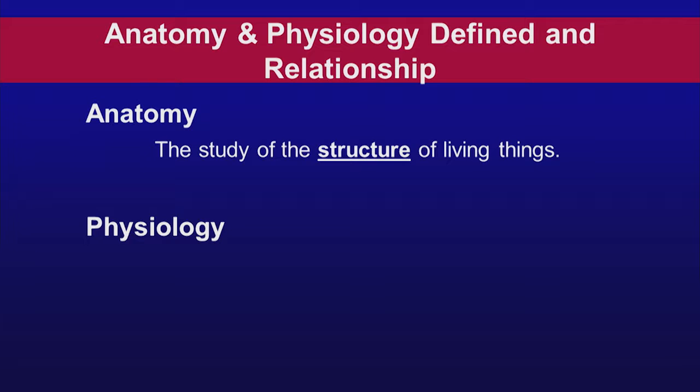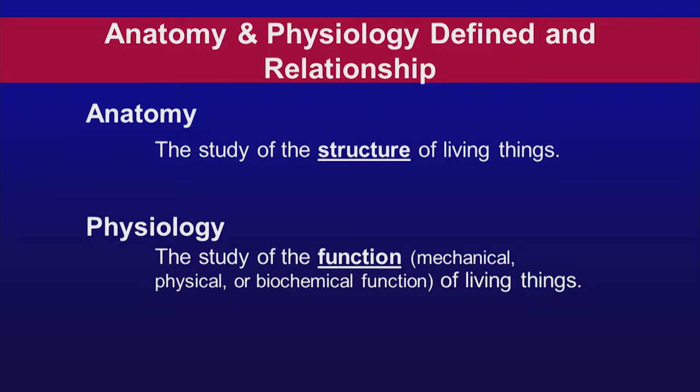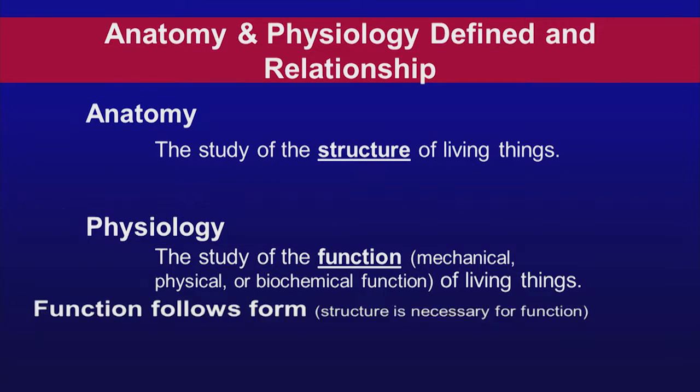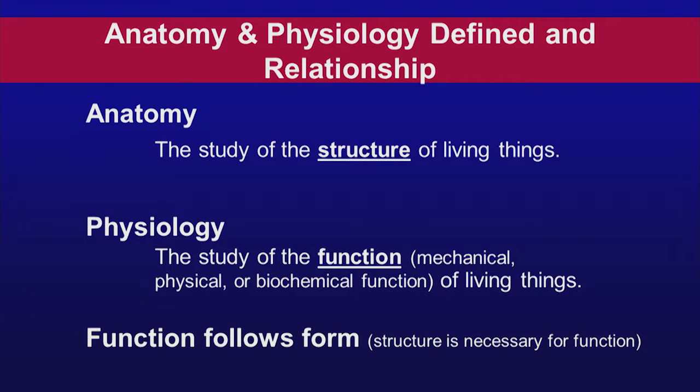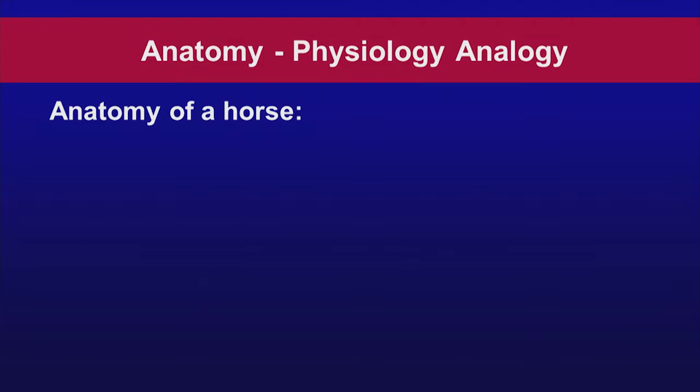So anatomy is the study of the structure of living things, whereas physiology is the study of the function. That could be mechanical, physical, or biochemical function of living things. But we want to remind ourselves that function follows form. That is, the structure of a thing is important for the function to occur.